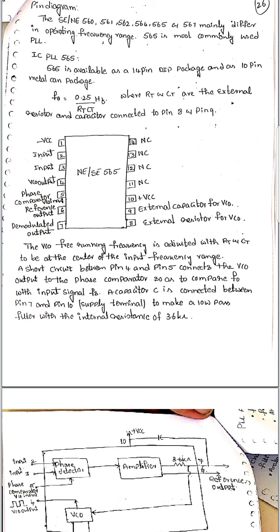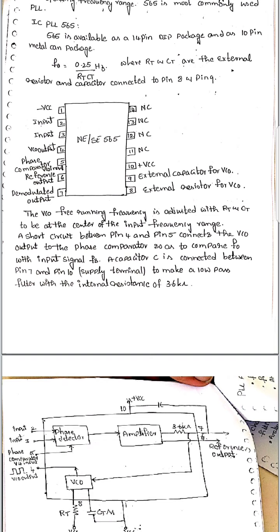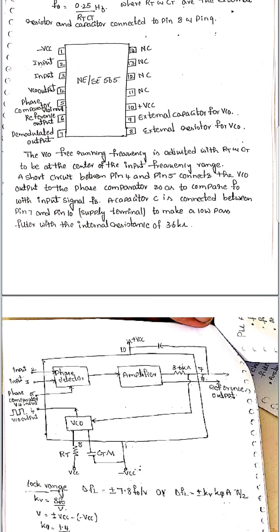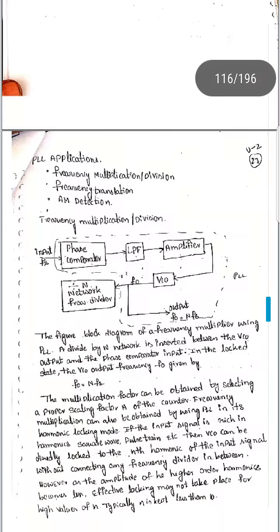The VCO free running frequency is adjusted with RT and CT to be at the center of the input frequency range. A short circuit between pin number 4 and pin number 5 connects the VCO output to the phase comparator so as to compare F0 with the input signal Fs. A capacitor C is connected between pin number 7 and pin number 10 to form the low pass filter with the internal resistance of 3.6 kilo ohms.